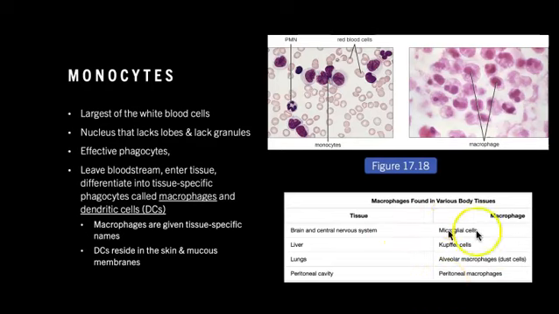In the brain and central nervous system, we have our microglia that are macrophages. Within the liver, they are Kupffer cells. In the lungs, these are my favorite names, dust cells or alveolar macrophages. And then we've got our peritoneal cavity that has our peritoneal macrophages. As far as our dendritic cells, those remain mostly within our skin and our mucous membranes.